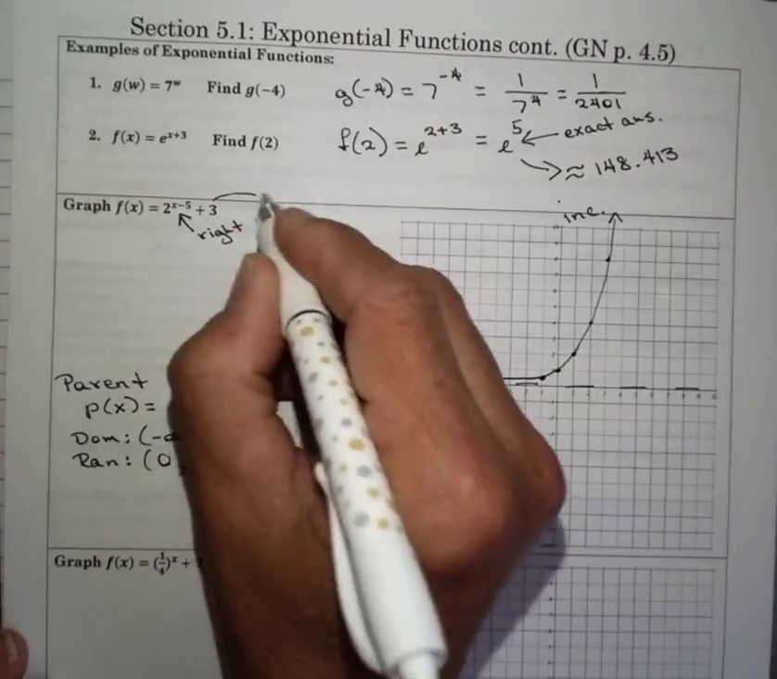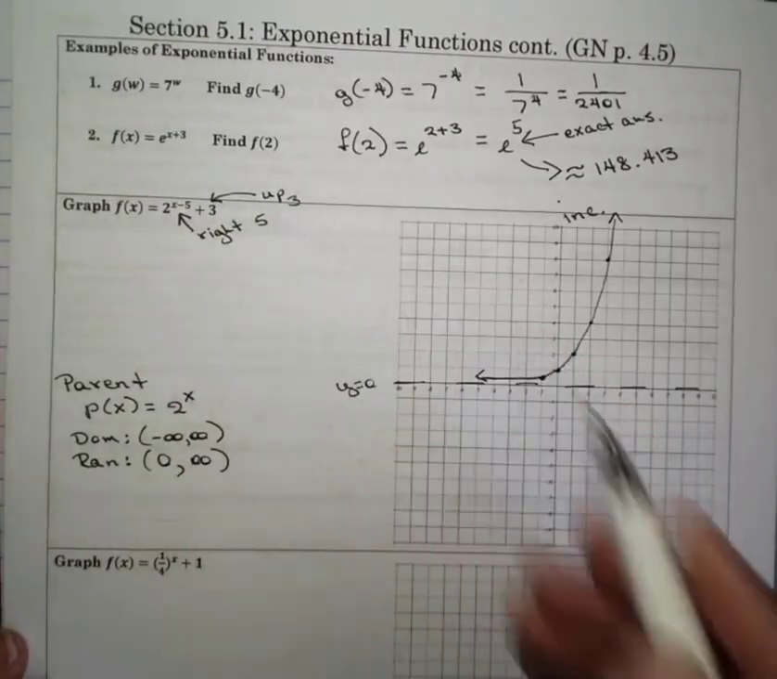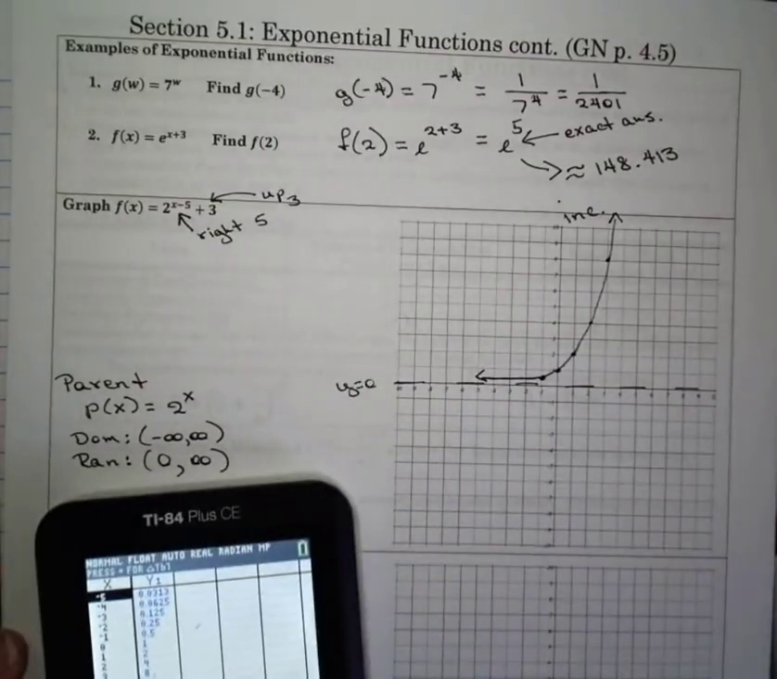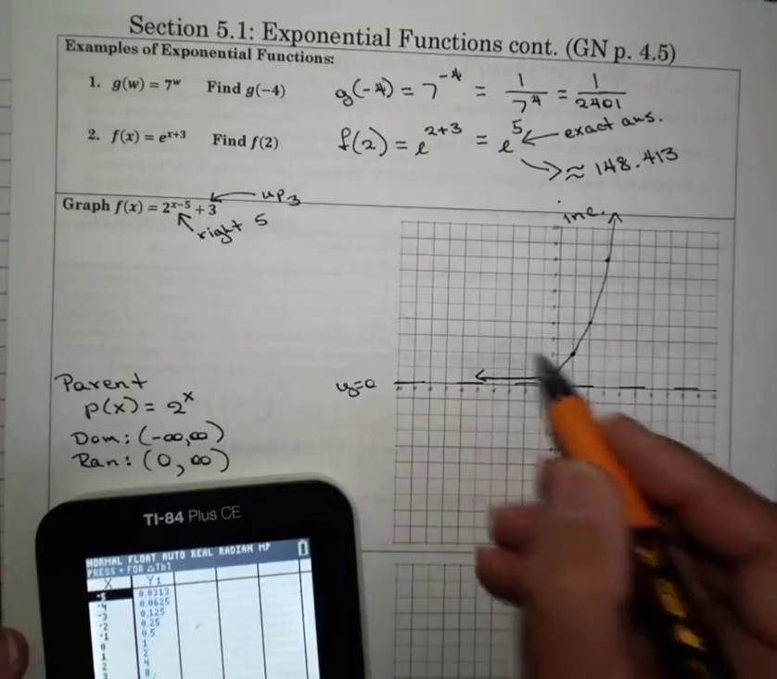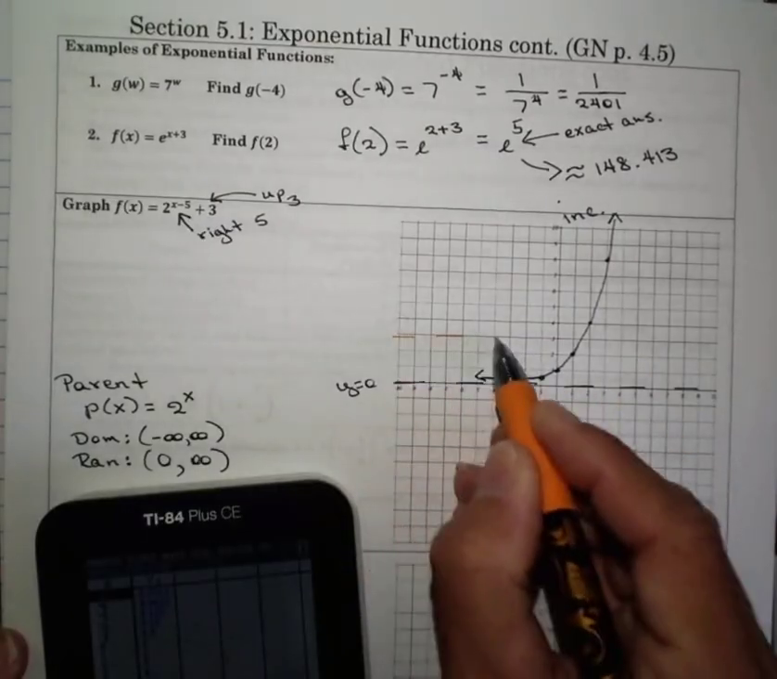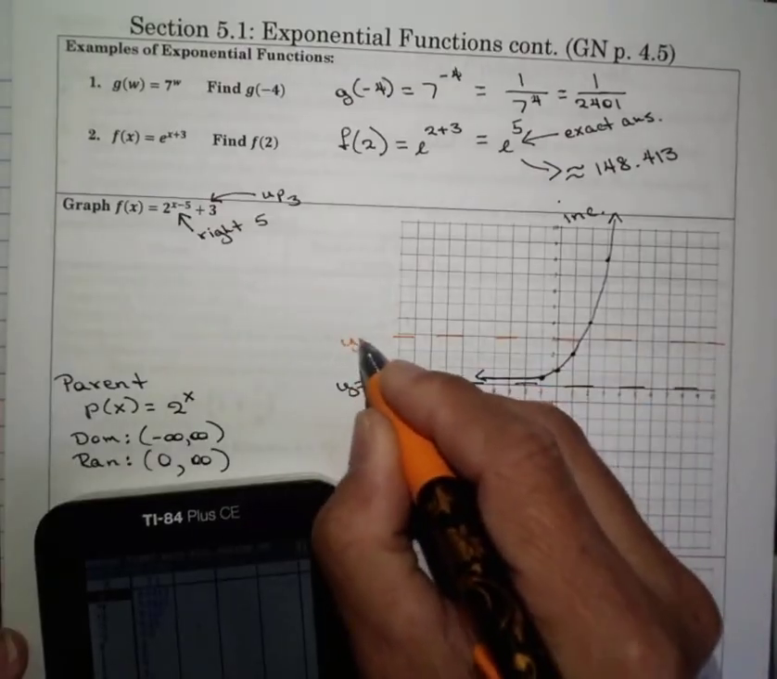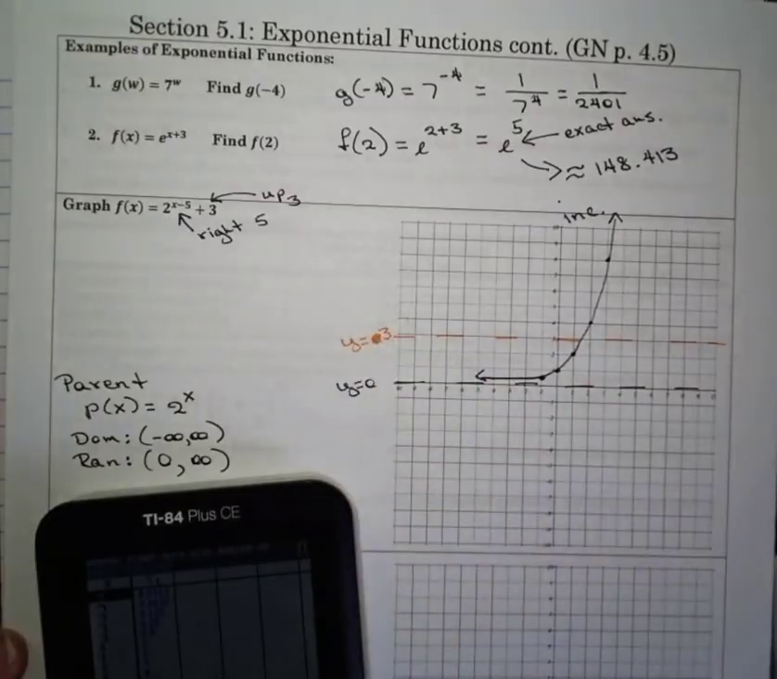And this +3 is telling me to go up 3. Now, the up 3 really helps me as far as putting in my horizontal asymptote, and I'm going to try and use a different color pen here. I went from y equals 0 to y equals 3, and here it is. See if I can draw it in the right place this time. So there's my new horizontal asymptote, y equals 3. I can draw it, but I can't write it.